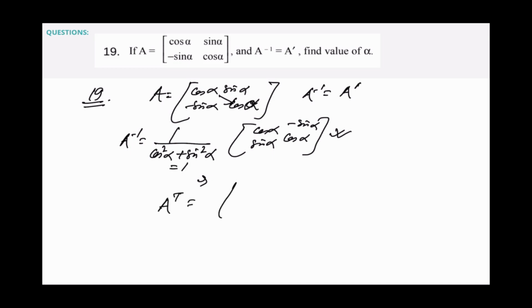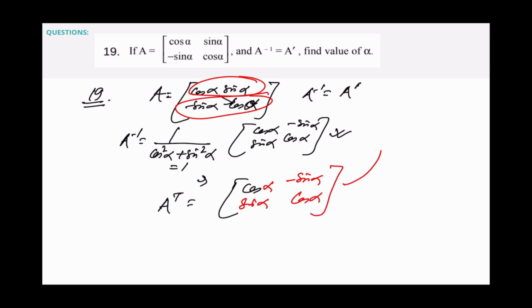Now if we do A transpose, you'll see this row becomes the first column: cos alpha, sin alpha. This one becomes the second column, minus sin alpha, cos alpha. So both are the same. So irrespective of alpha, all values of alpha will satisfy. Whatever value of alpha you give, it doesn't matter. The A inverse will always be equal to A transpose for this case.